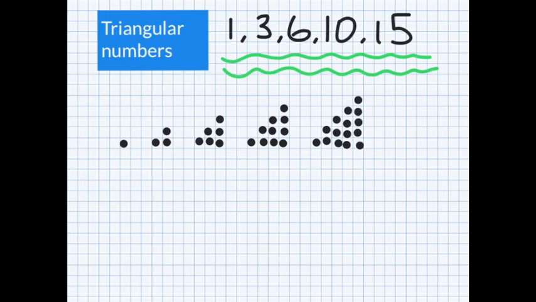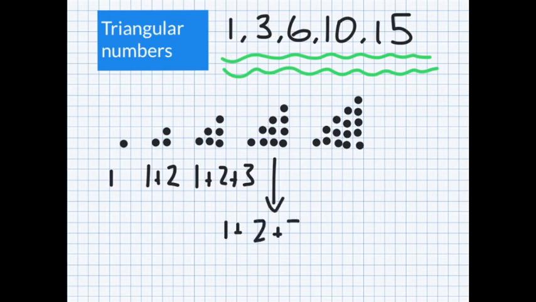So each time, you can see we're starting off with 1, then it's going to be 1 plus 2. Starting again, 1 plus 2 plus 3. Then over here we've got 1 plus 2 plus 3 plus 4. And over here we've got 1 plus 2 plus 3 plus 4 plus 5.